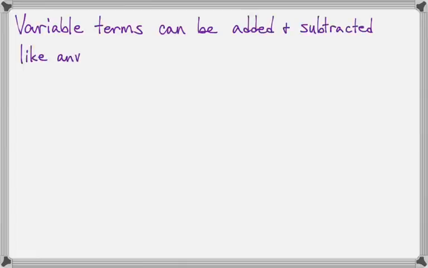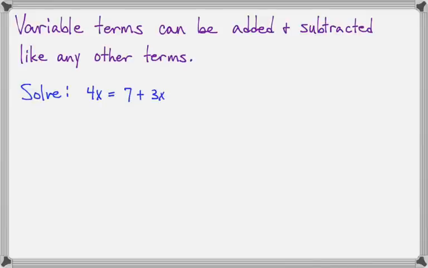Now, in these next few examples, we're going to have variable terms that we want to make disappear. And variables can be added and subtracted to both sides just like any other terms. Because remember, a variable is a number, so it has to follow all the same rules that numbers follow. So let's solve 4x equals 7 plus 3x. Now remember, we're trying to get x by itself.